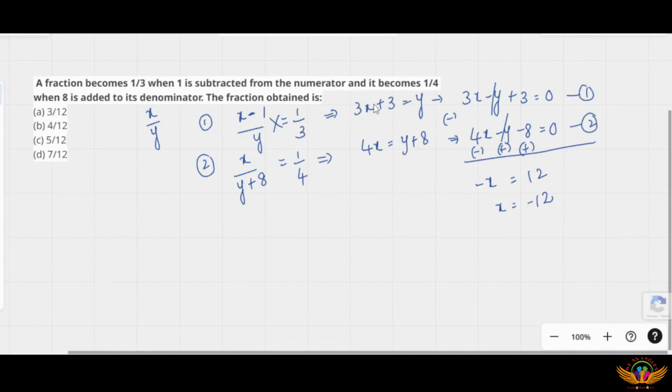So here it will become 3x minus 3, and here also it will become plus 3. Okay, so plus 3 minus 8 will become minus 5. So x is equal to 5. Yes, so please cross check again and again, because one small sign will change everything.